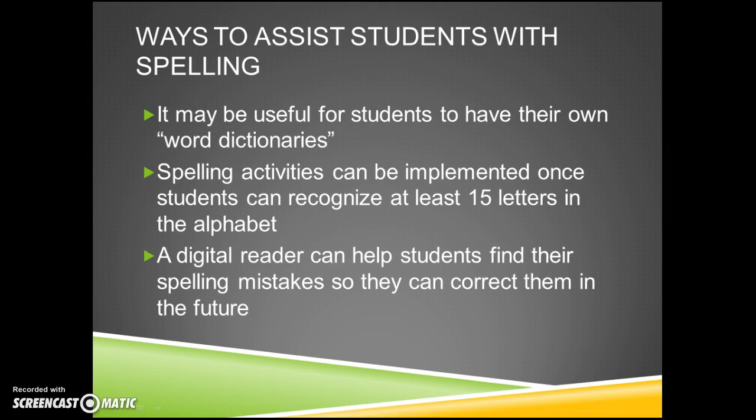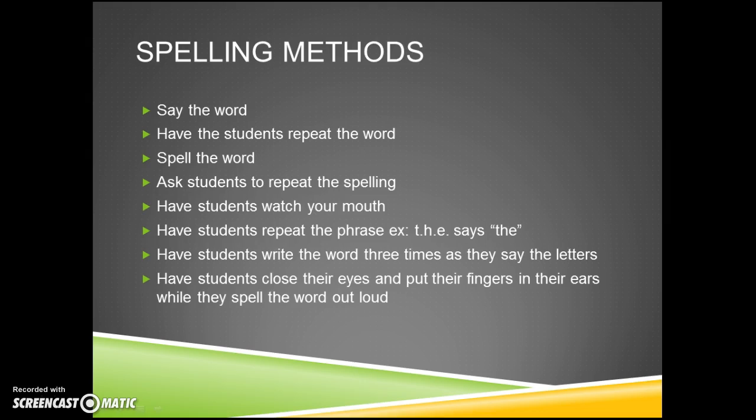Ways to assist students with spelling. It may be useful for students to have their own word dictionaries. Spelling activities can be implemented once the students can recognize at least 15 letters in the alphabet. A digital reader can help students find their spelling mistakes so they can correct them in the future.